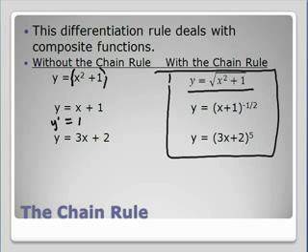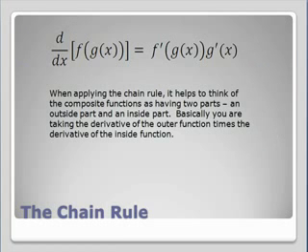All right, let's take a look at what the rule looks like. When you apply the chain rule, g of x is our inside function. You're going to take the derivative of the outside function with the g of x inside there. That doesn't change. And then you're going to multiply it by the derivative of the inside function.